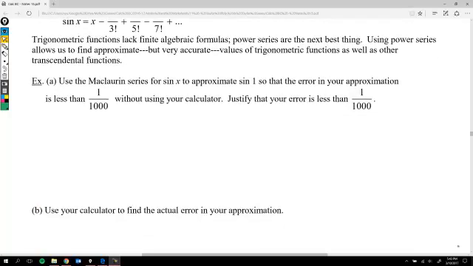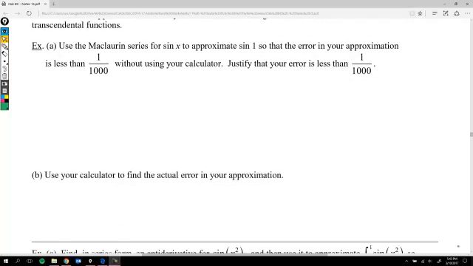All right, so first thing we're going to do is use the Maclaurin series for sine to approximate sine of 1. So I'm going to write down our Maclaurin series that we talked about. It's x to the 2n plus 1 over 2n plus 1 factorial. And now they're asking us to approximate sine of 1, so I'm going to go ahead and substitute 1 in for x. Well, 1 to any power is always going to be 1, so I'm not really going to worry about this, and I'm going to write out a couple terms.